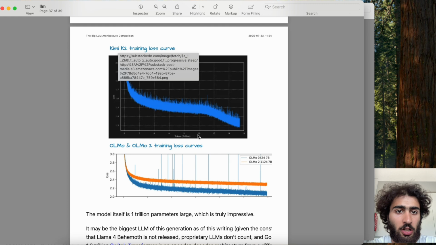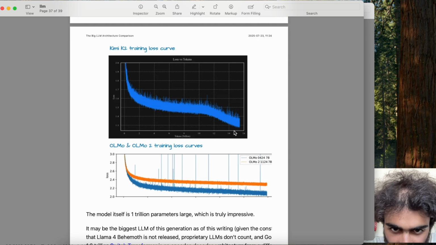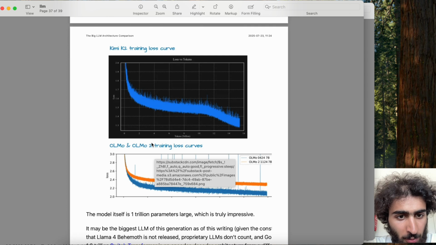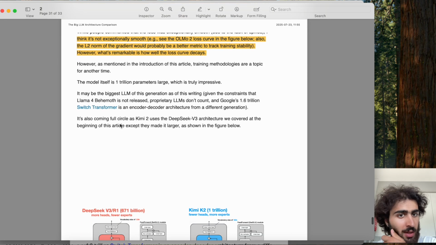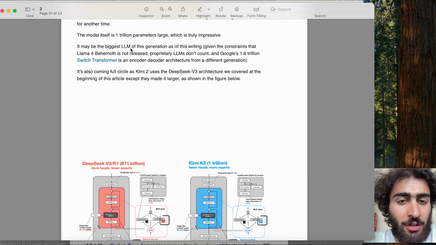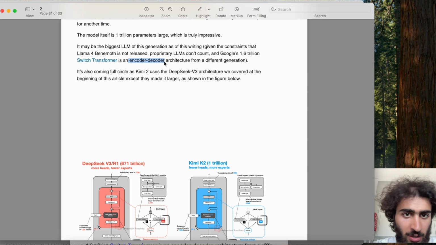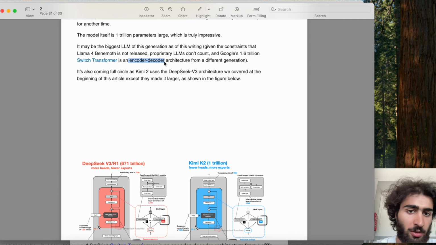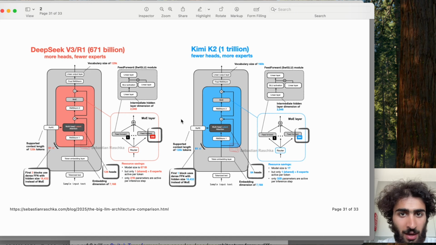So the Kimi K2 training loss curve does look quite consistent, and you can see that it is quite monotonic in its decrease. And this trains all the way up to 15 trillion tokens, which is very impressive. And they also have the OLMo and OLMo 2 training loss curves for some reason. I'm not sure exactly why. The model itself is 1 trillion parameters, which is definitely impressive. And it's the biggest LLM of the generation if you consider only open source LLMs and not the Switch Transformer, which was an encoder-decoder architecture transformer made in 2021, mostly for translation, along with the BERT set of models and T5. So it's not really comparable to the current generation of models. So if you don't consider that one, then it's literally the biggest open source model that exists.